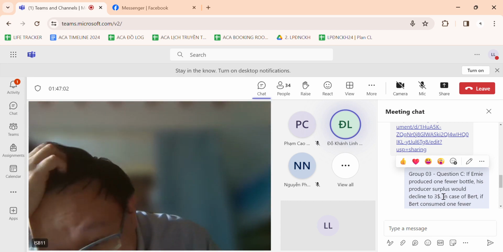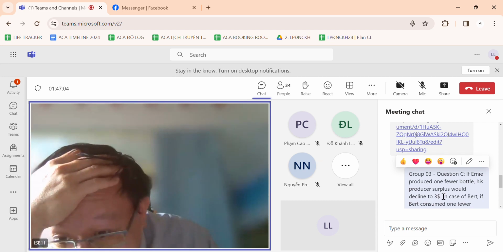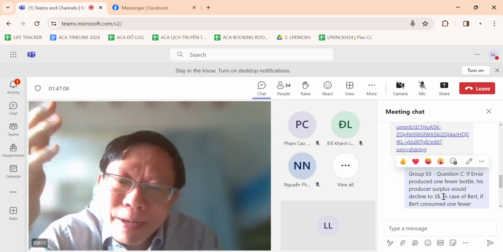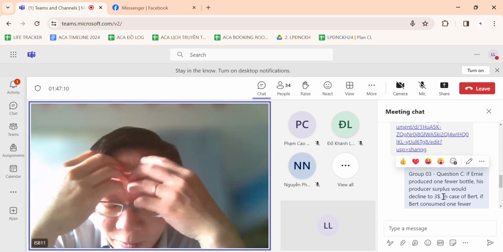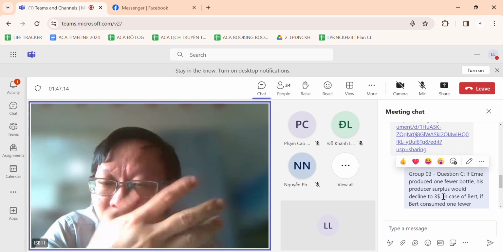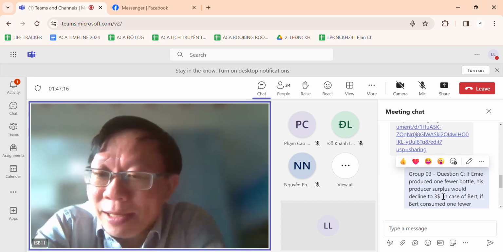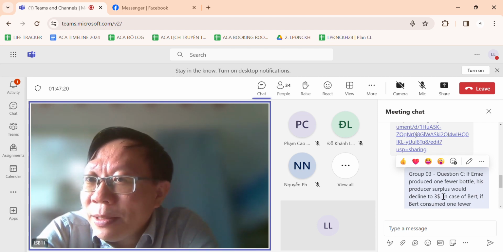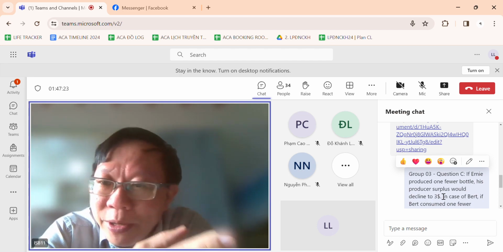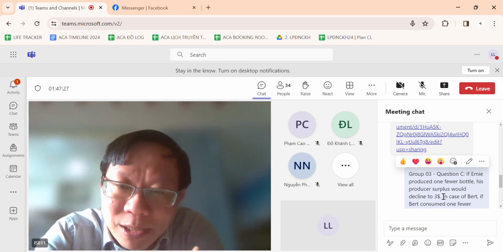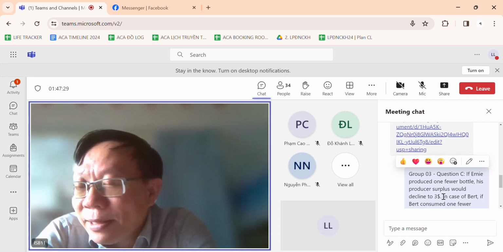Okay, that's good. The exercise looks simple, okay? But it can give us a very important idea. How can we raise consumer surplus? Or how can we raise producer surplus? And the way society gets the highest surplus.